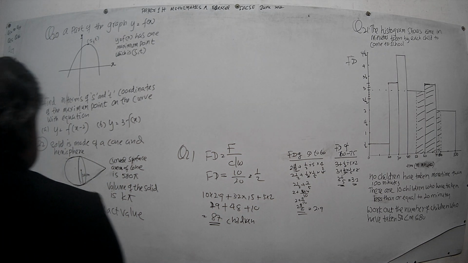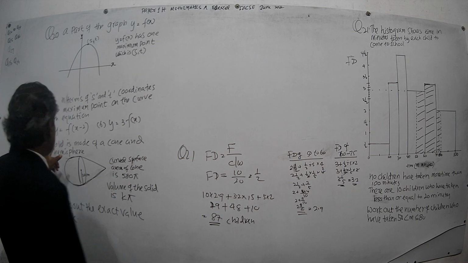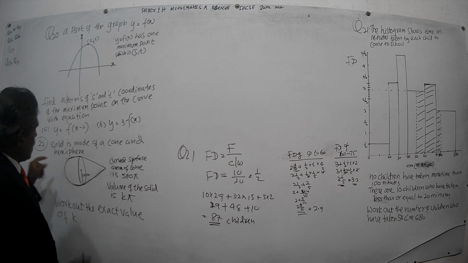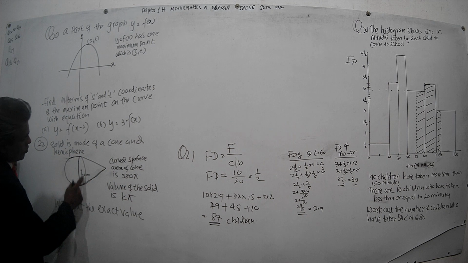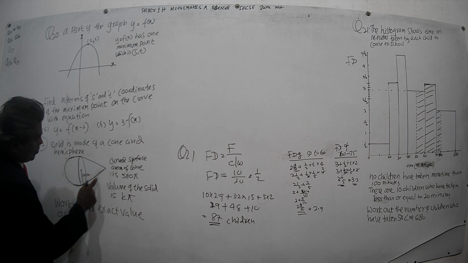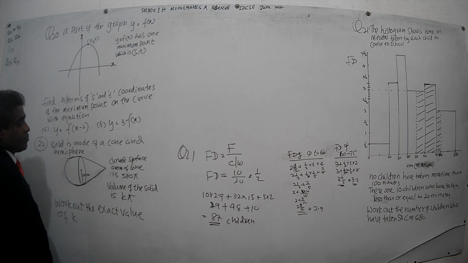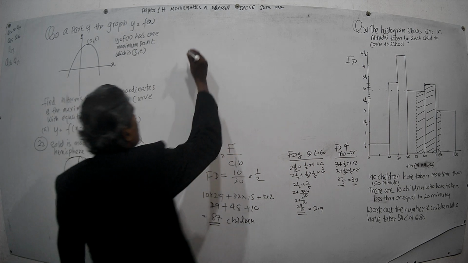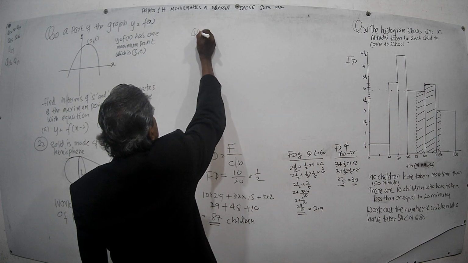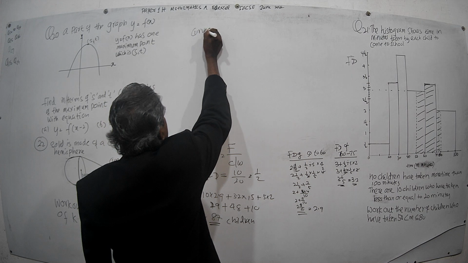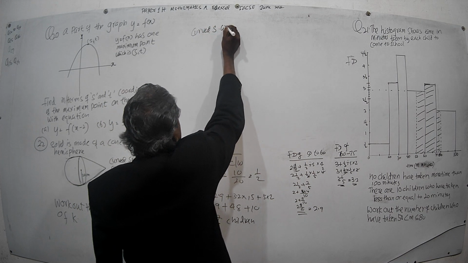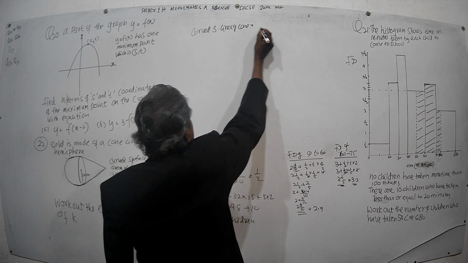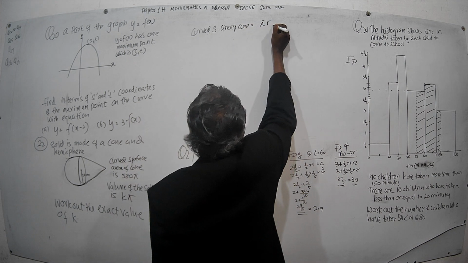Then here they say a solid is made of a cone and a hemisphere. This is the solid. This is a hemisphere. This is a cone. Okay. Then the curved surface area of the cone equals pi RL.